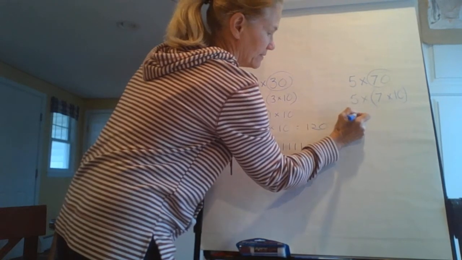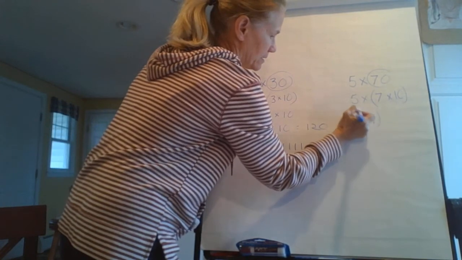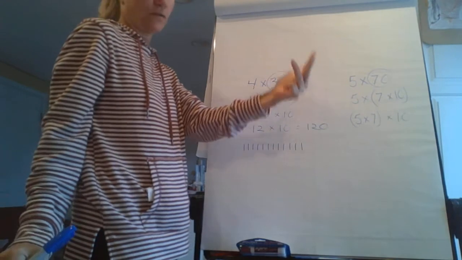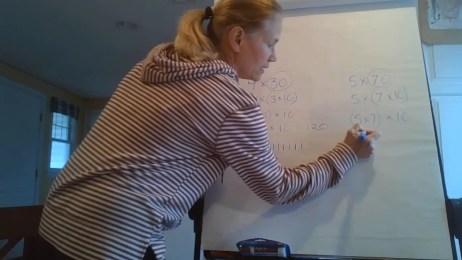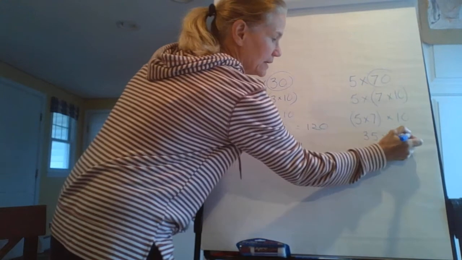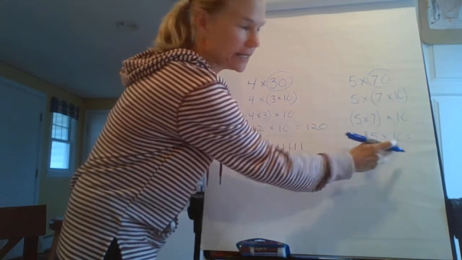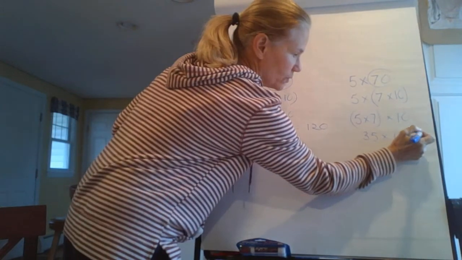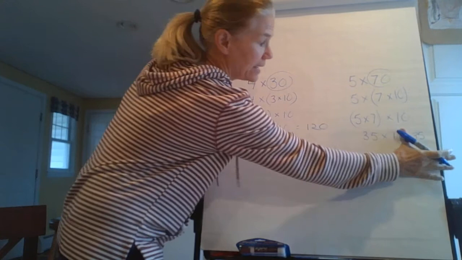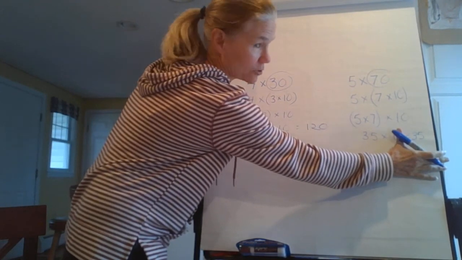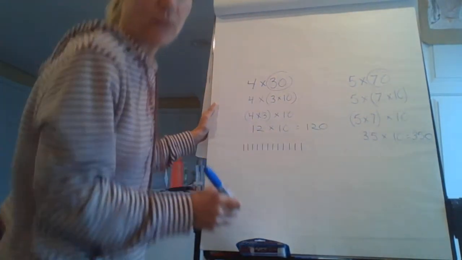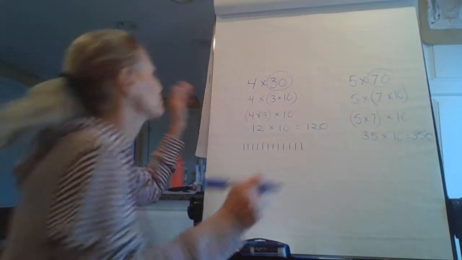Now I can take 5 times 7, and that's easy. 5, 10, 15, 20, 25, 30, 35. I get my 35. I times it by 10. I know anything times 10 is itself, so I start with my factor. It's like saying times 1. 35 times 1 is 35. But it's 10. Add a 0. We get the answer, 350.